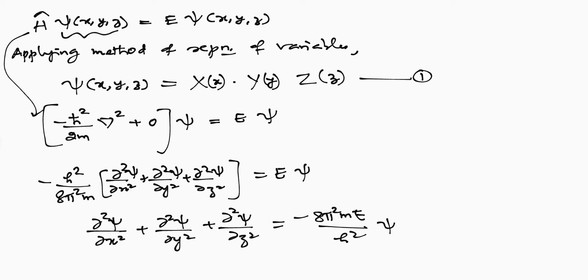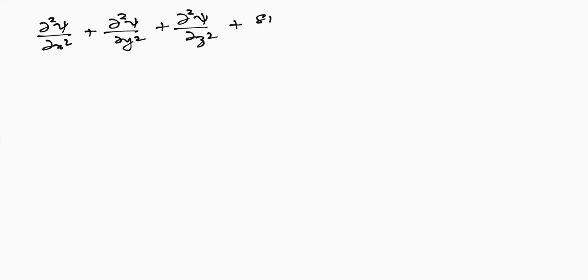Okay, then if I bring this term to the left hand side, you will get an expression like this. I'll write the expression here. That is dou square psi by dou x square plus dou square psi by dou y square plus dou square psi by dou z square plus 8 pi square m E by h square into psi equal to 0. So this is the time independent Schrodinger equation we need to solve to get the wave function and energy for the particle in a cubical box.